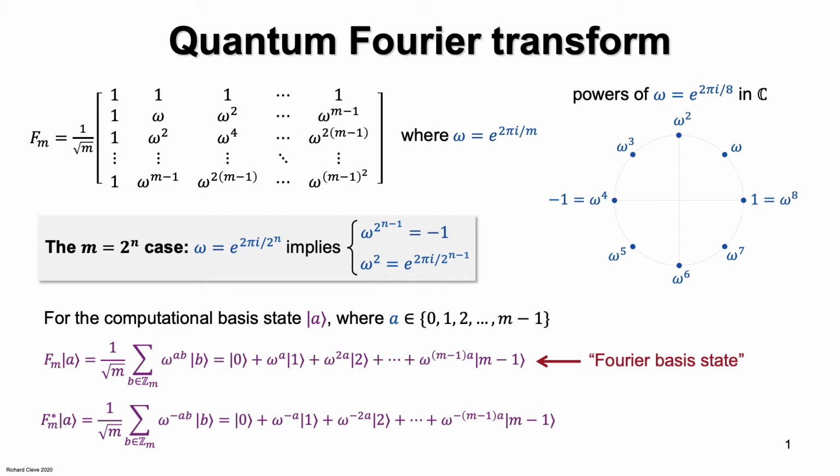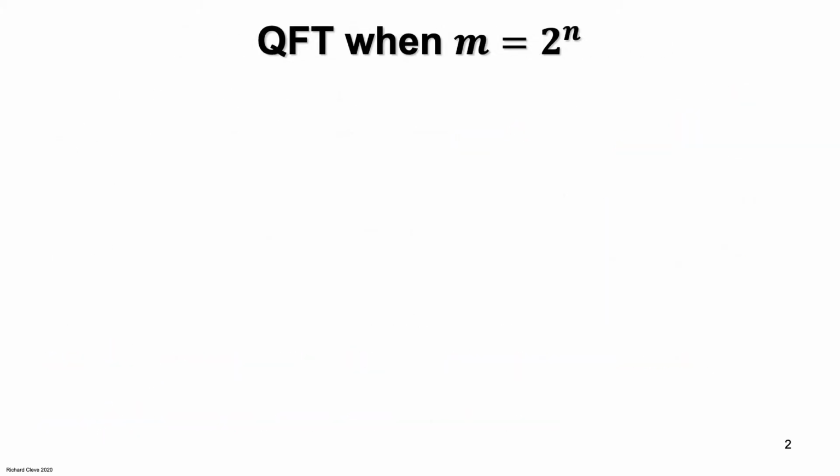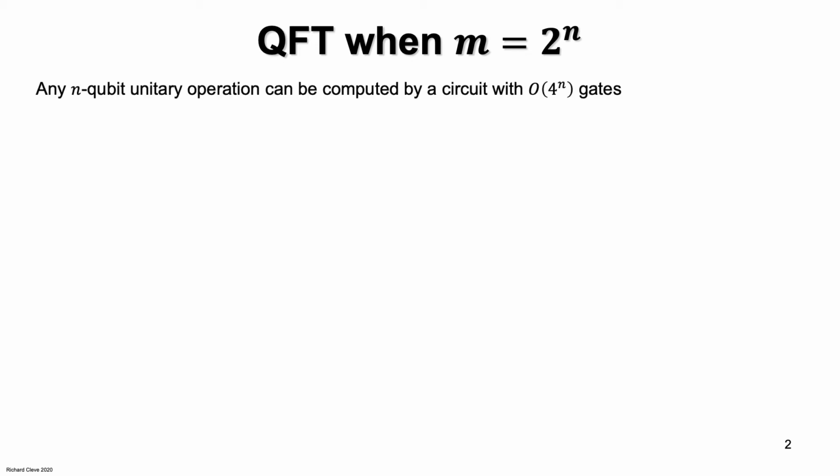In the special case where m is of the form 2 to the n, the Fourier transform is a unitary operation acting on n qubits. There are very general results to the effect that any n-qubit unitary operation can be implemented with 2-qubit gates, but in general, order 4 to the n 2-qubit gates are required. Of course, that's exponentially many gates. That's not useful for our purposes, because we're interested in what can be computed efficiently.